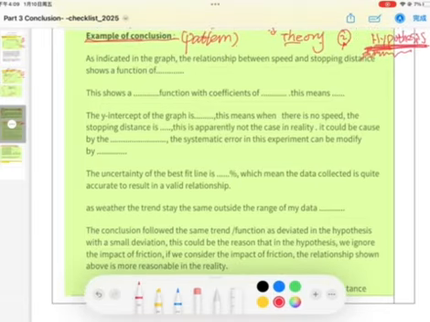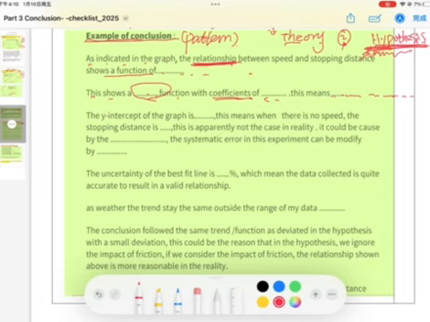So when you have your conclusion, this is what you could say. As indicated in the graph, the relationship, blah, blah, blah, you show the pattern. The relationship shows a function of blah, blah, blah. This shows what kind of function: linear, quadratic or logarithmic, with some coefficient. What is the physical meaning? The y-intercept of the graph is how much? And this means when there's no speed. My example is speed and stopping distance.